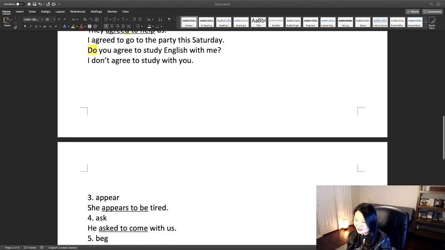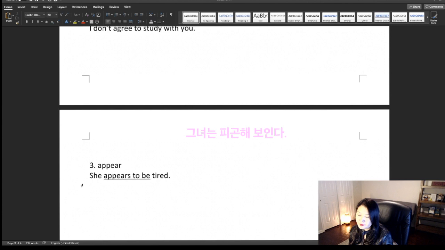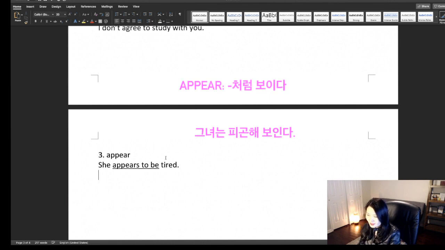Okay. Here we go, number three, appear. So appear in here means she looks to be tired. So this literally means she looks tired. This is exactly the same idea, but when you see appear here, that means something that does not appear. It's not like that. You appear to be tired today. That means you look tired today, right?